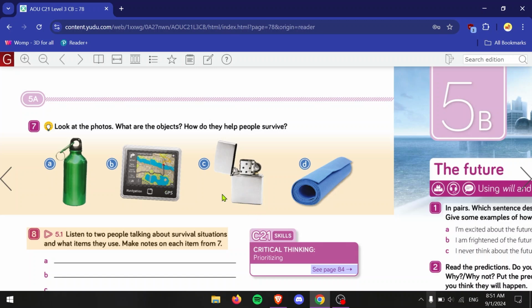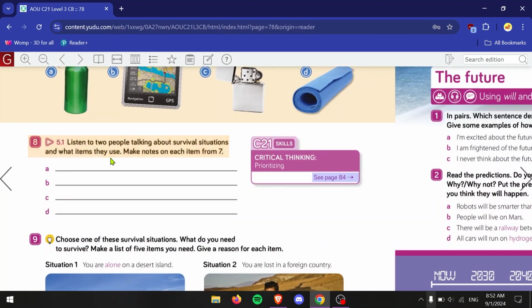A lighter is an object that allows you to start a fire. So it's much simpler to grab wood and stuff and start a fire as opposed to doing it manually. And finally, a yoga mat, or just a mat, I don't really know. It can be used to lay down or sit on while you eat or sleep. So again, it protects you from the environment a little bit.